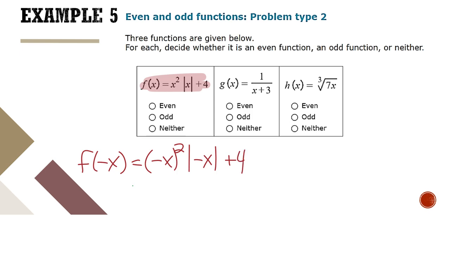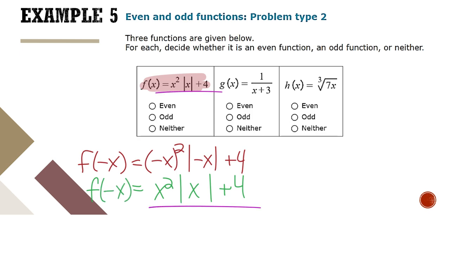Now if you think about that, that is equal to x squared. And an absolute value, it doesn't matter if it's positive or negative, it's still the same thing. So we can rewrite that as this. And notice how this and this are the same, therefore it will be an even function. Now if I try for this next one, g of negative x, we substitute that in, we get 1 over x, negative x plus 3. That is not the same as this, so it's not going to be even.